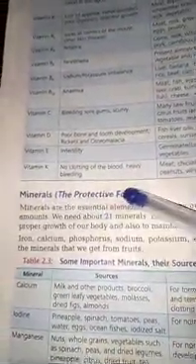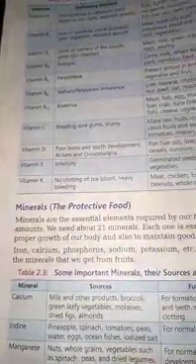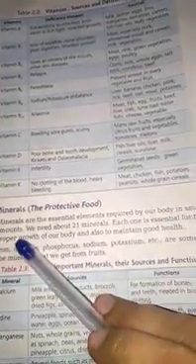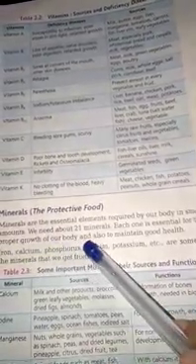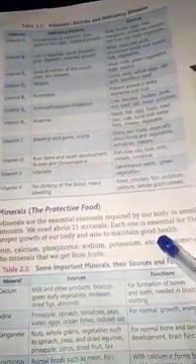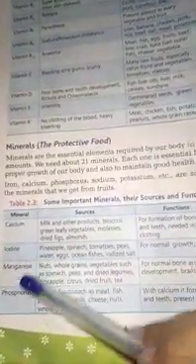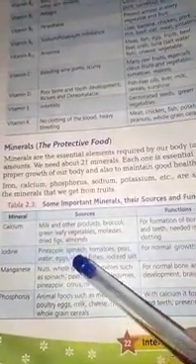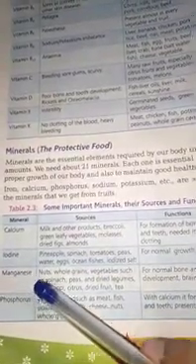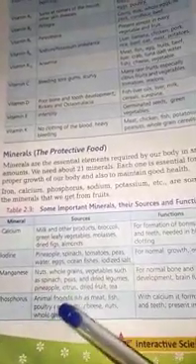Okay, now next comes the minerals. Minerals are the protective food. They protect us from various diseases. Minerals are essential elements required by our body in small amounts. We need about 21 minerals. Each one is essential for proper growth of our body and also to maintain good health. Now in this table you can see some minerals like calcium, iodine, manganese and phosphorus. Sources are, good source of calcium is milk, iodine, pineapple, spinach, tomatoes. Manganese, nuts, whole grains, vegetables such as spinach, peas. Phosphorus, animal food such as meat, fish. And what the functions are also given.